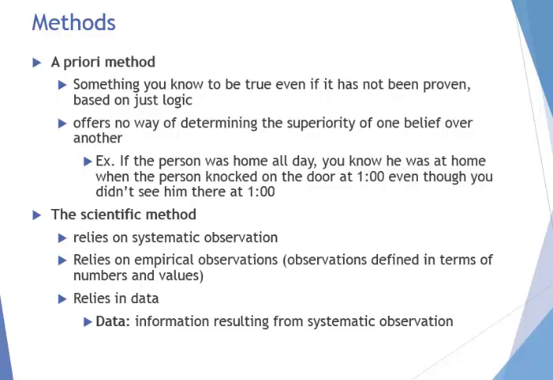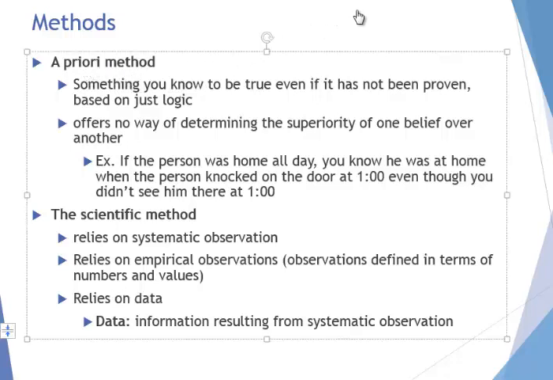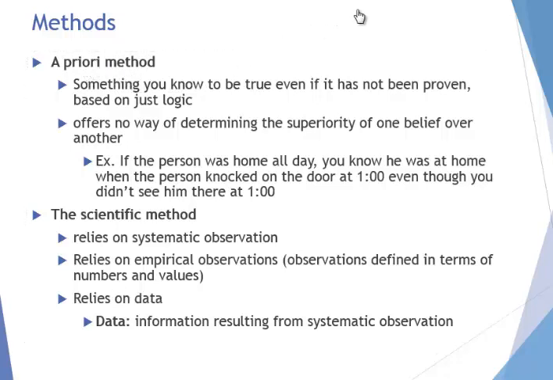And the scientific method relies on systematic observation, empirical observations, which means observations that can be measured, observations that can be defined in terms of numbers. 27% of people said that they got relief from their headache. 12% of people were able to run faster. Whatever. These are observations, and of course we rely on data. Data is information resulting from systematic observations. We test things, we experiment on them, and we gather the information and are able to use that information.